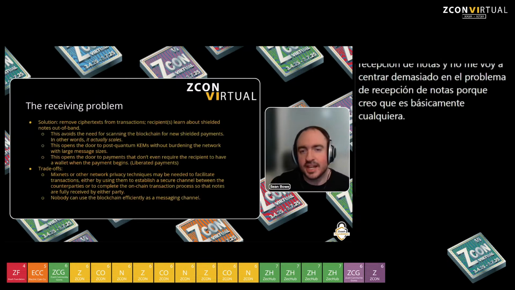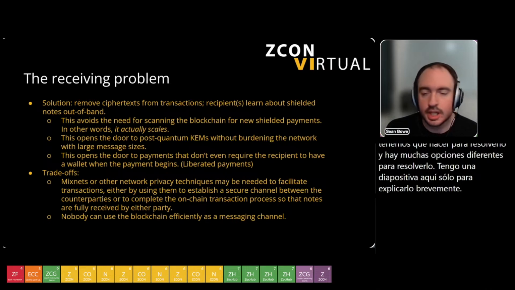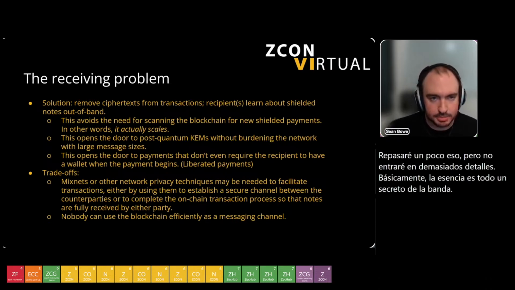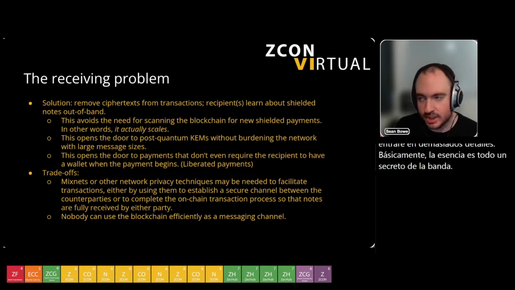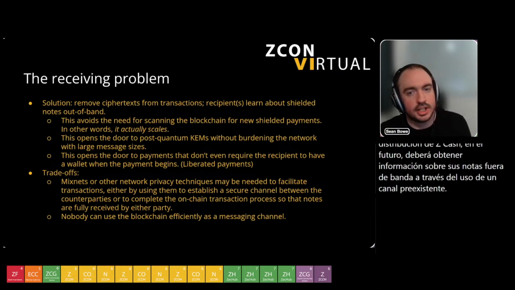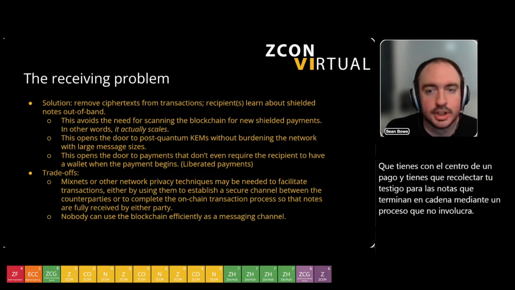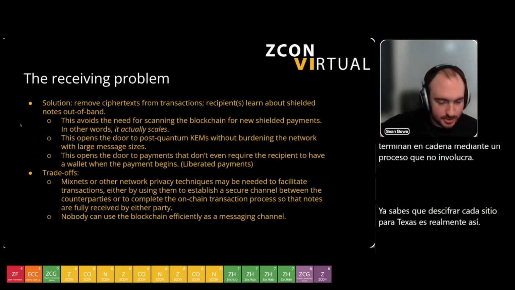I have a slide here just to briefly go over that, but I'm not going to go into too much detail. Basically, the gist of it is all in-band secret distribution needs to be removed from Zcash in the future. You need to learn about your notes out of band, potentially through the use of a pre-existing channel that you have with the sender of a payment. And you have to collect your witness for the notes that end up on chain using a process that doesn't involve decrypting every ciphertext that ends up on chain. That's just not scalable. It's really the only approach we have. I'm not going to focus too much on this part of the problem. That could be its own talk, really.